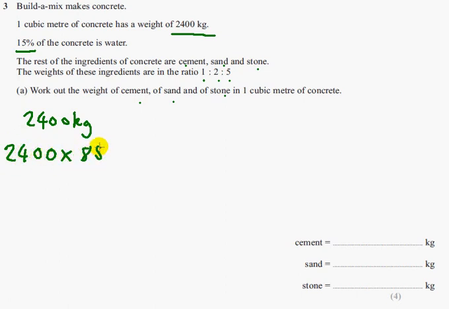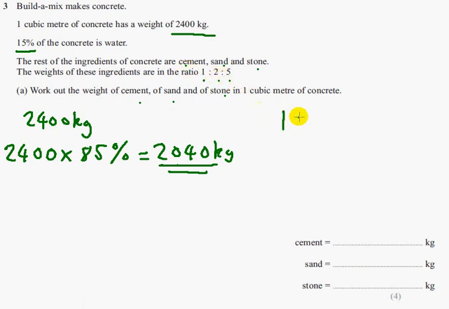Now, as this is a calculator paper, I'm just going to type it into my calculator. So 2,400 times by 85%, that gives us 2,040 kilograms. Now that is cement, sand and stone.